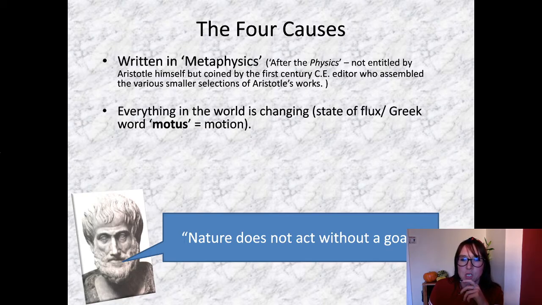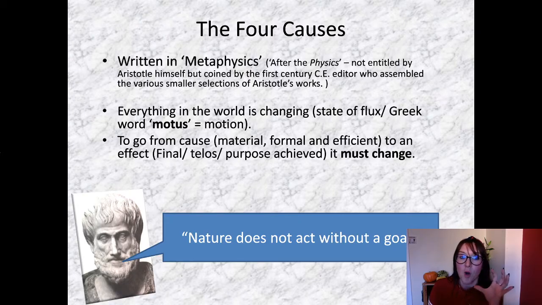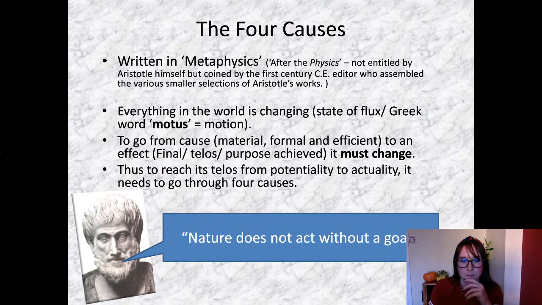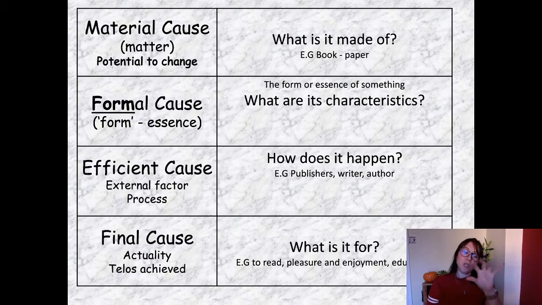Everything in this world changes, is in a state of flux. The Greek word motus, meaning change. To go from causes, material, formal and efficient causes, to an effect, an outcome, the purpose being achieved. And we'll go over these slower on the next slide. Thus, to reach its telos, from potential to actual, it needs to go through 4 causes, 4 stages. And so for Aristotle, nature does not act without a goal. Everything in nature has a purpose, it has a point, it has a reason to change, it has a goal it's trying to achieve. And so these are the 4 causes.